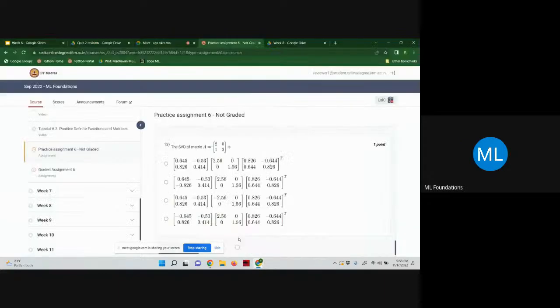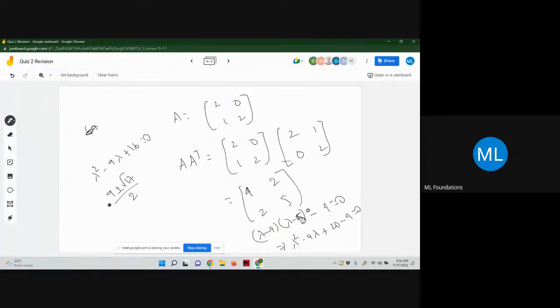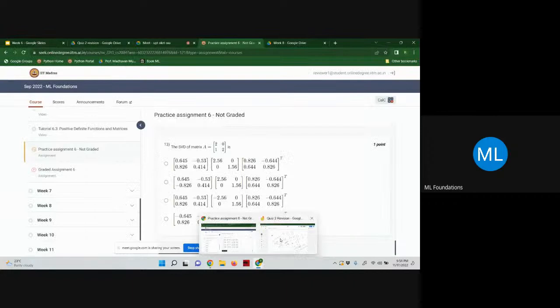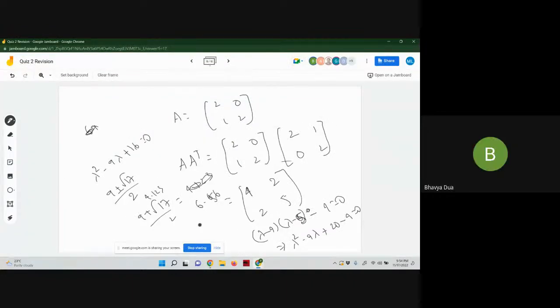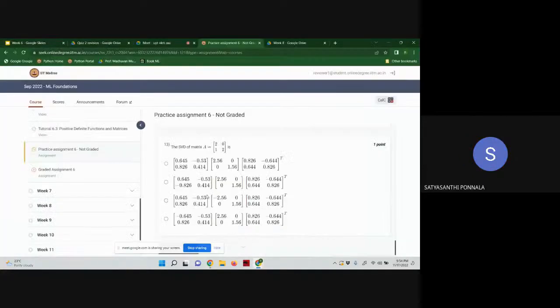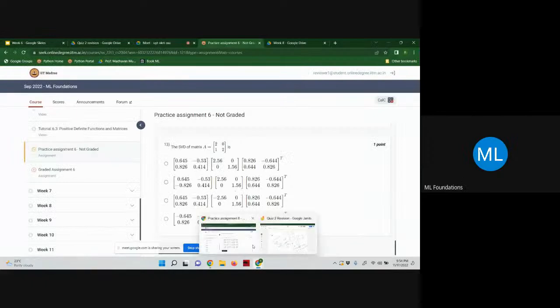Now, just cross check here, and let's take the square root of this. What is 9 plus root 17 by 2? Root 17 is 4.123. Yes. So 9 plus 4.123 divided by 2 is 6.56, 6.561. What about the square root of that? Square root of 6.56 is roughly 2.56. Okay, you got the value. So at least you got that.